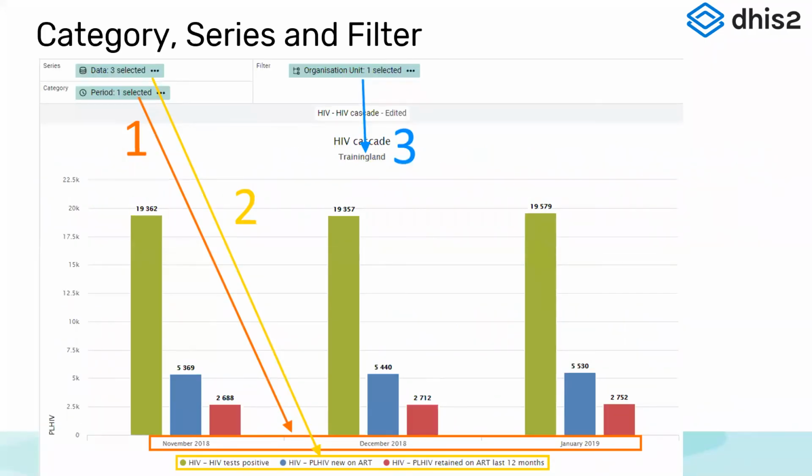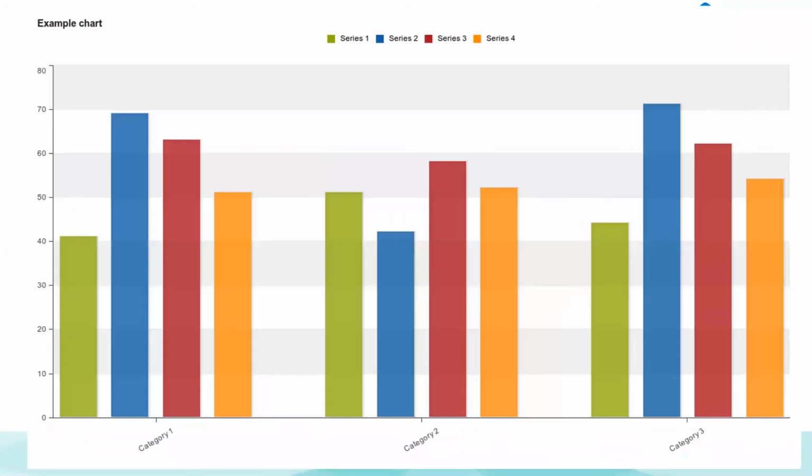So in our chart, as I mentioned, the data was in the series, the period was in the categories where data was grouped, and the organisation unit is in the filter. So I'll show you another chart. This is just to explain further how many series and categories are there in this chart.